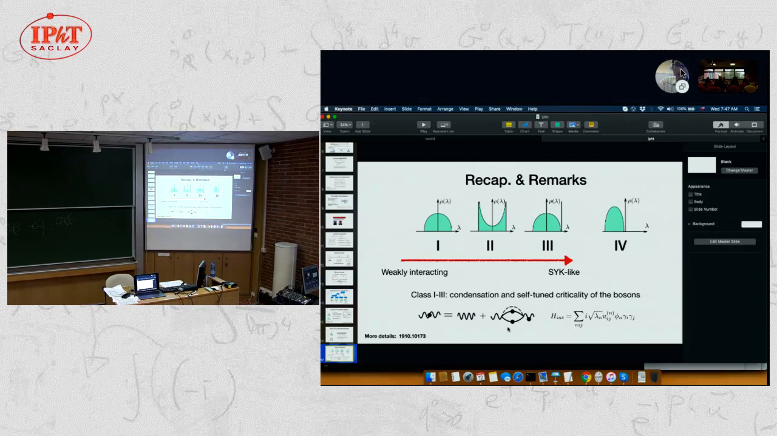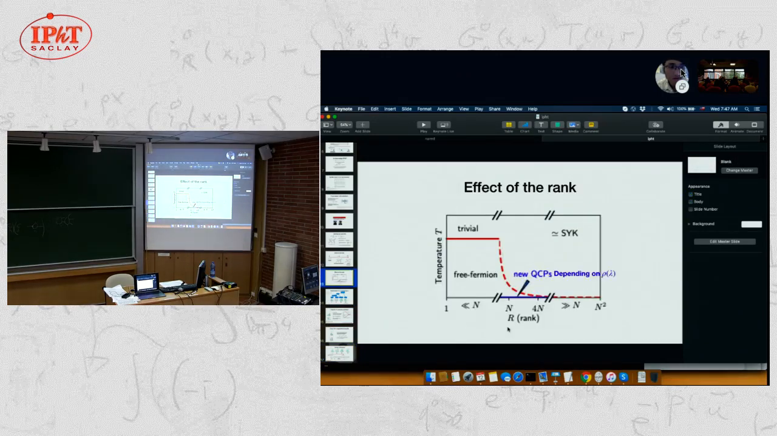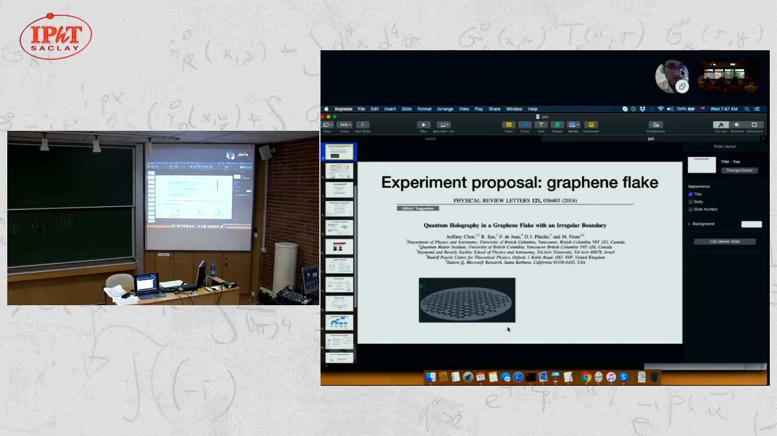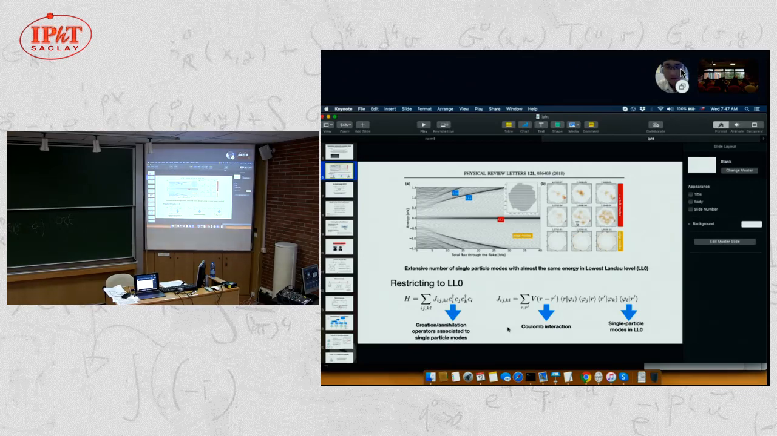I have one. At the beginning, you started with some experimental platform. Is it clear whether some of these classes that you discussed can be realized in those platforms? In your class 4, I think you said this graphene. You know what I mean?